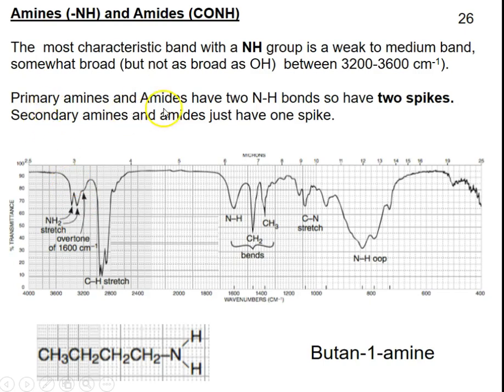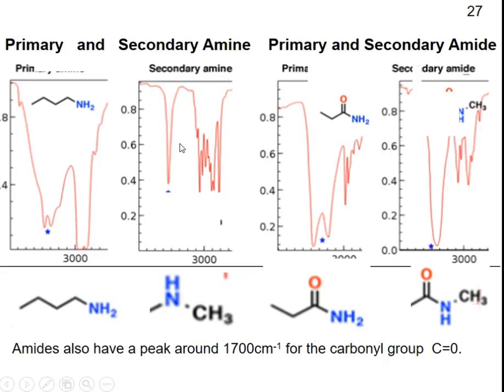So primary amines and amides. When the amine group is on the end, that's a primary amine, you have 2 bonds, 2 hydrogens. And each of these absorb at slightly different frequencies, so you get these twin peaks. So they're more likely to give you a primary amine and amide because they have the twin spikes. They're probably unlikely to give you a secondary amine or amide.